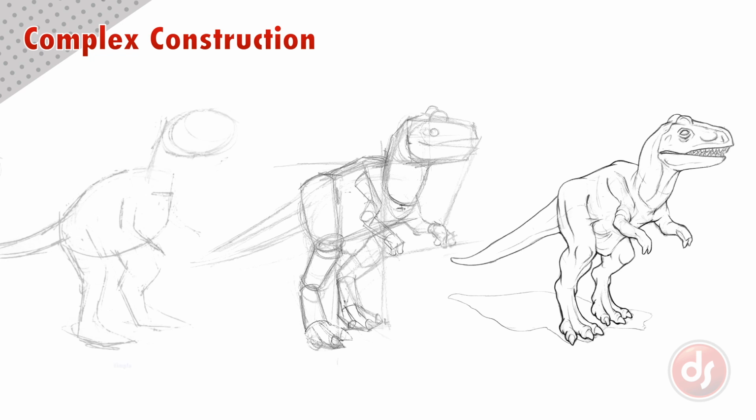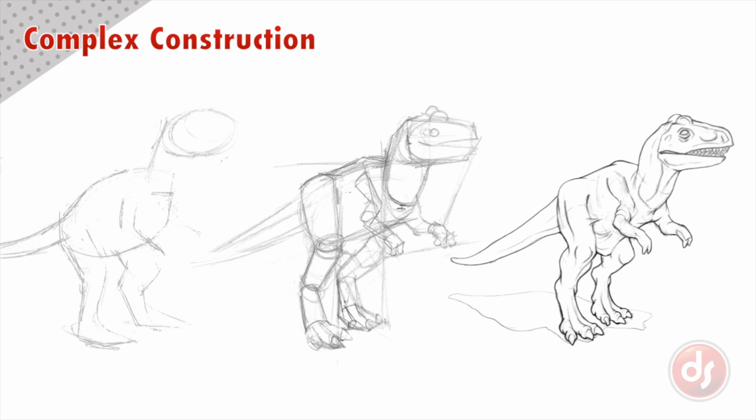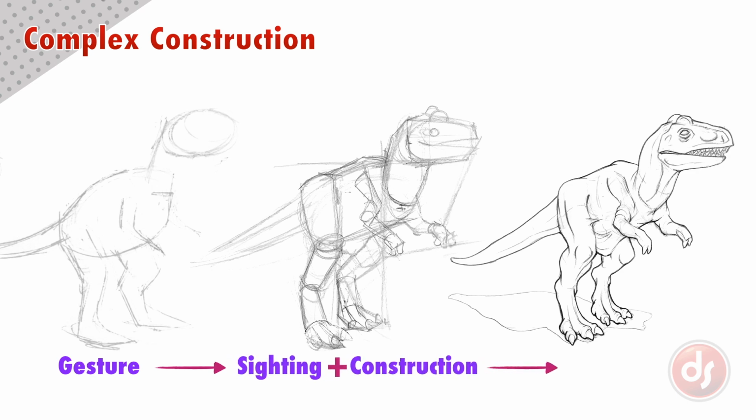Throughout this drawing, we are going to move from simple to complex to achieve a solid and three-dimensional drawing from observation. Our process for this will be to start with a simple gesture, gradually get more complex through sighting and construction, and finish with complex contour lines.